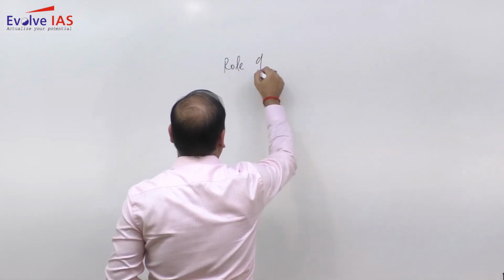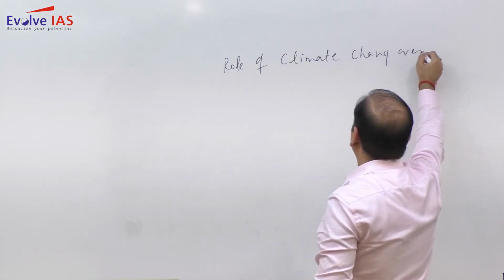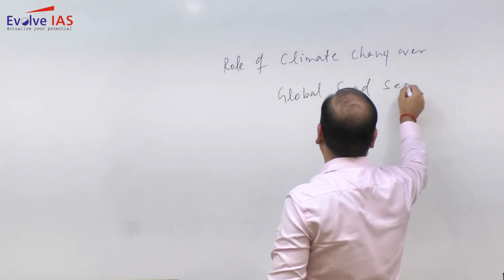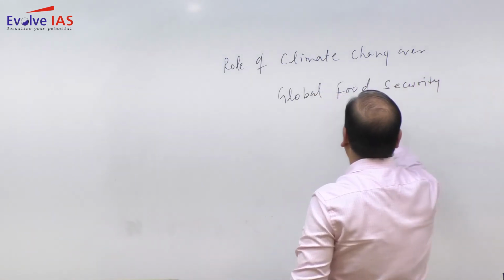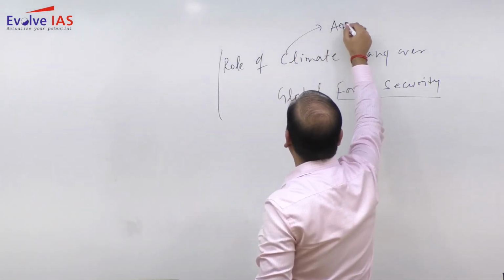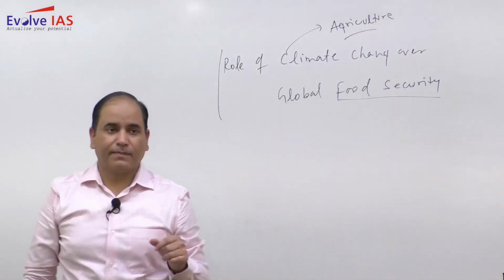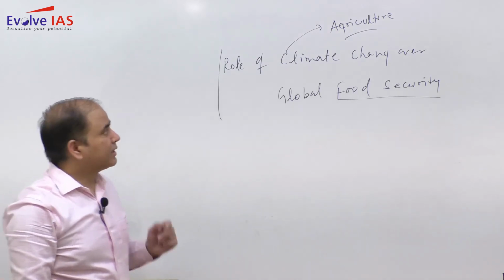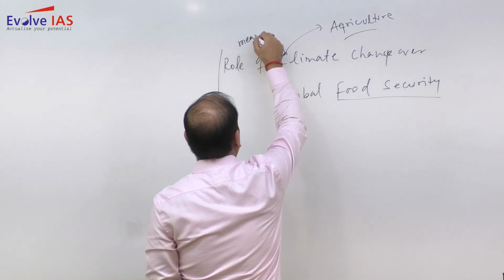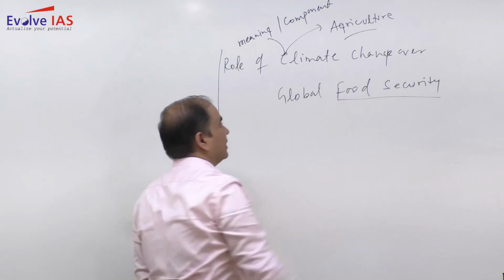The role of climate change over global food security. Here, a very interesting thing: mainly you need to write about the role of climate change over agriculture. Agriculture should be the main aspect. As far as climate change is concerned, what is the meaning of climate change? What are the different components of climate change that need to be written? The meaning and components need to be written.